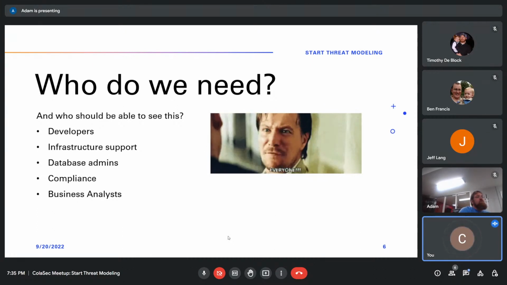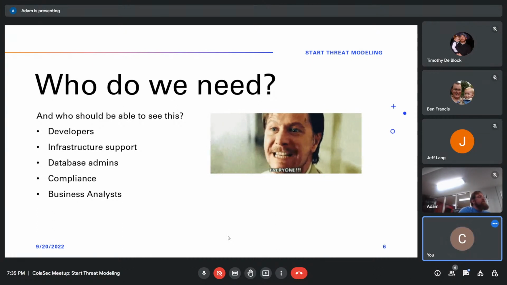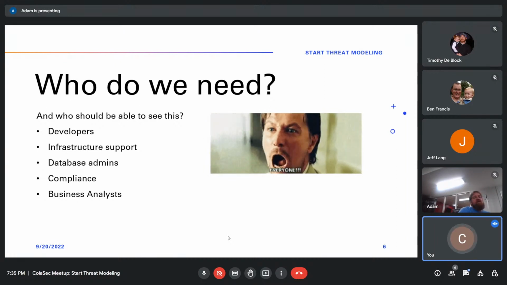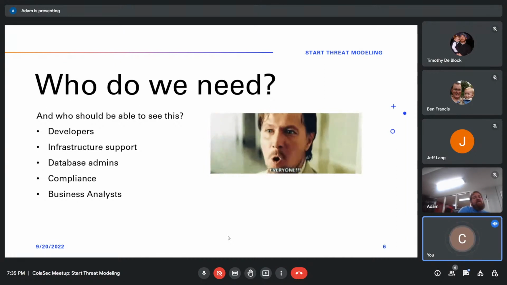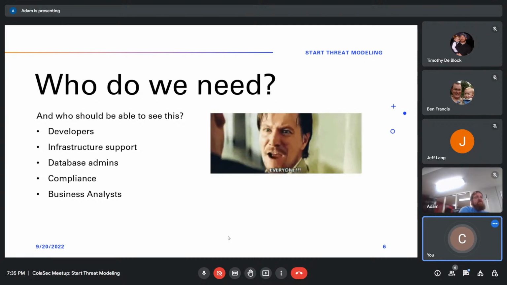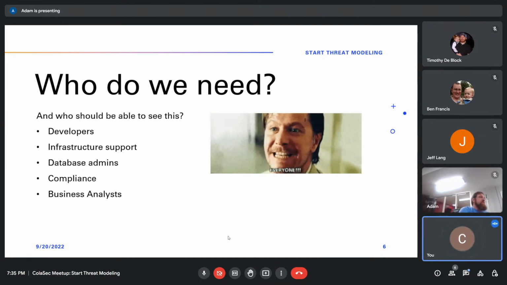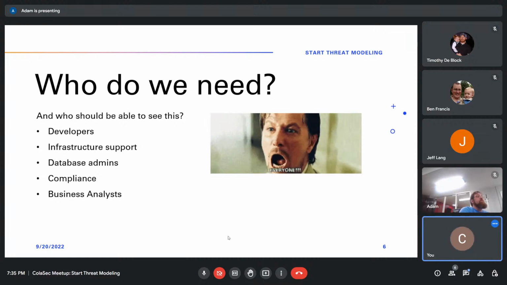I would not advocate for trying to get everyone in the room on your first outing. This is the kind of thing that can grow organically. I think as a bare minimum, you need the database administrators, infrastructure support, so your server guys, and your developers in the room to talk intelligently about the way the application's put together.